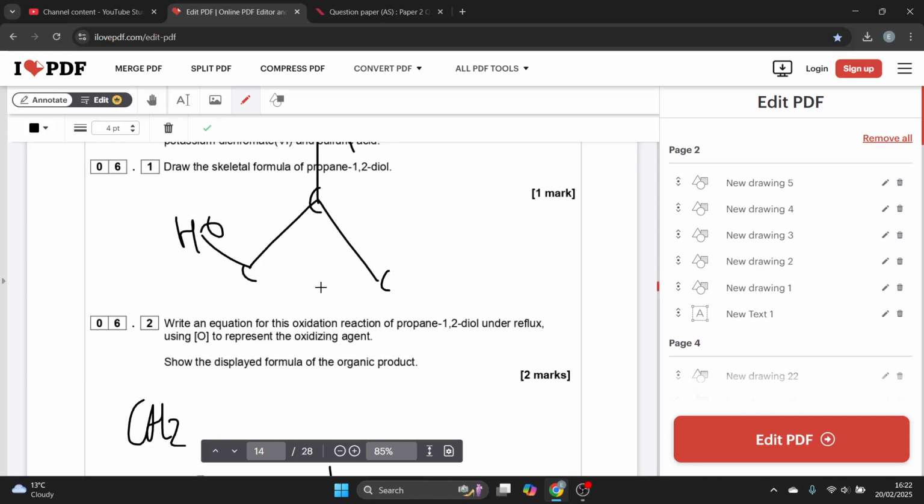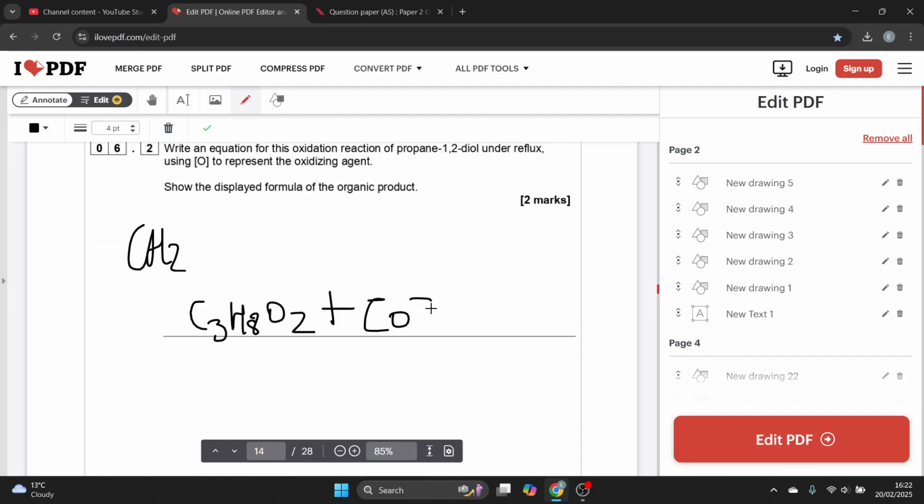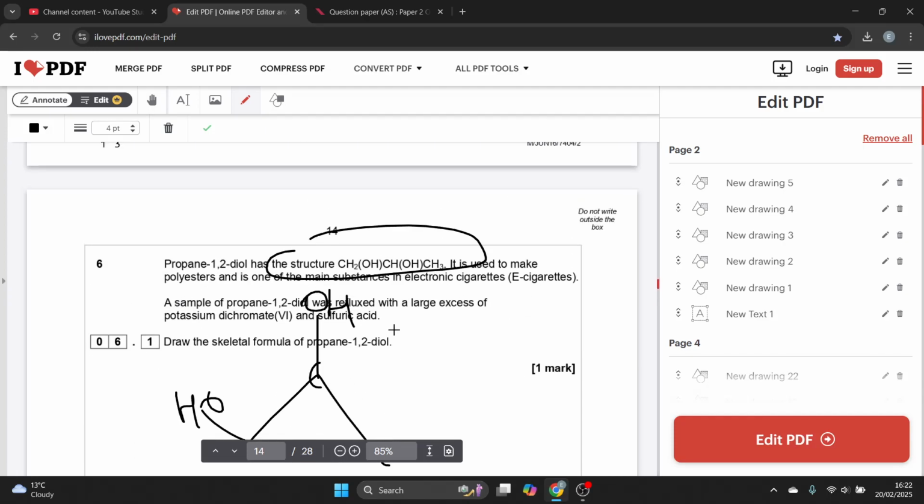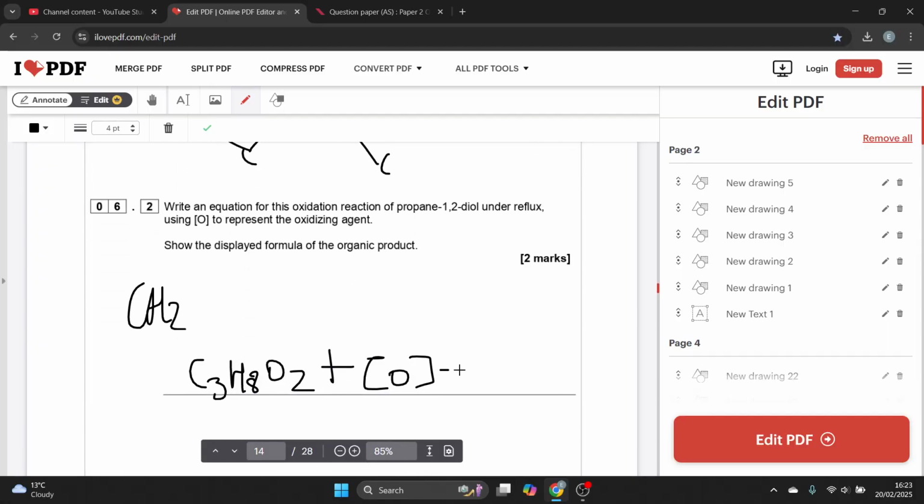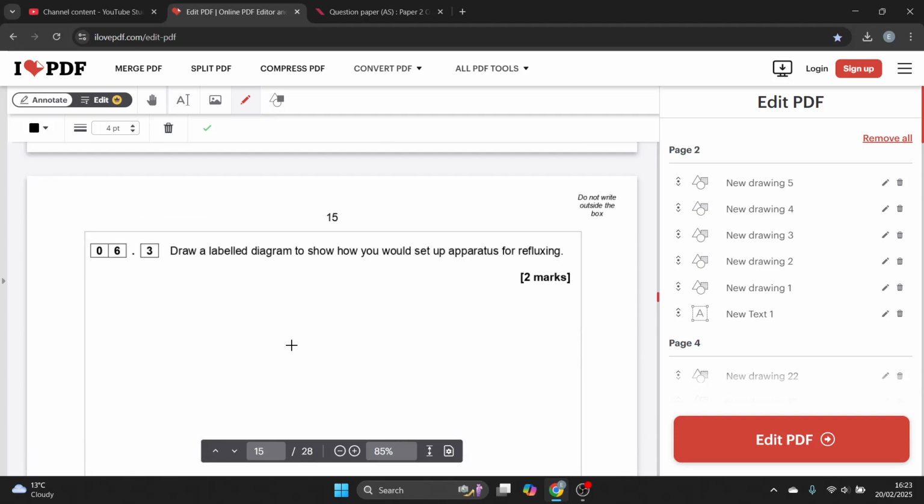C3H8O2 plus O. But what I'm going to form is this: HOC double bond C double bond, and then it should be CH3 there, plus 2H2O, and I'm going to have 3 there.